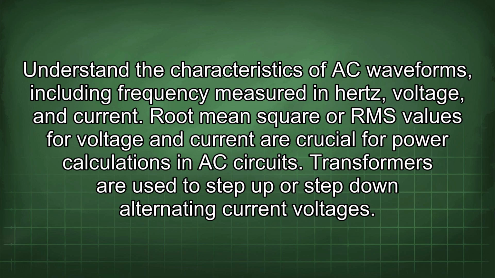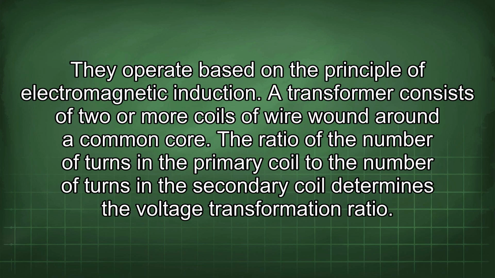Transformers are used to step up or step down alternating current voltages. They operate based on the principle of electromagnetic induction. A transformer consists of two or more coils of wire wound around a common core. The ratio of the number of turns in the primary coil to the number of turns in a secondary coil determines the voltage transformation ratio.